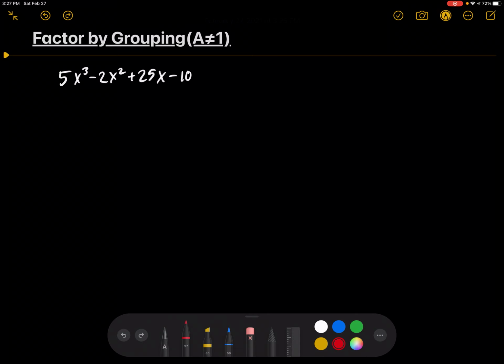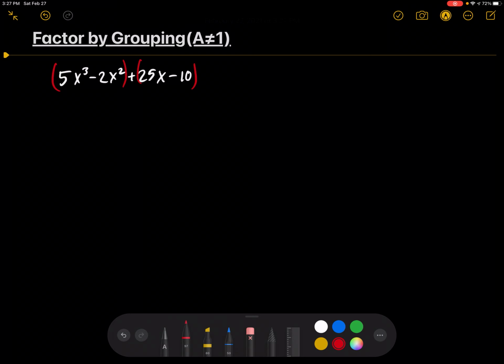So just like on the last one, I always like to start by separating my groups by parentheses. So it's always going to be the first two and the last two, the 5x cubed minus 2x squared, and then 25x minus 10. So those are our two groups for grouping. And just like the last one, you're going to handle them each individually.